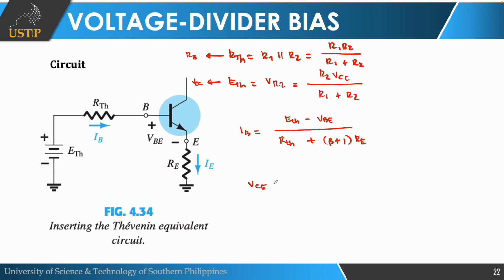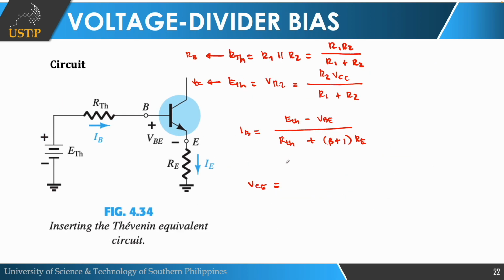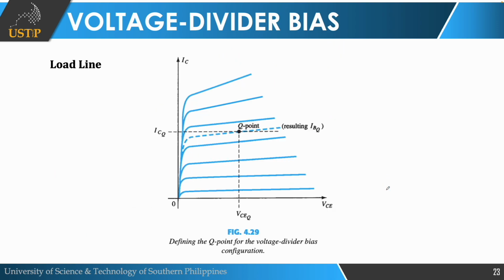And then your VCE is just the same because your output side didn't change. It's still the same with your emitter bias. So we can just copy VCC minus IC times RC plus RE. It's just the same as graphing the previous configuration. We graph the value of our resulting base current with the corresponding IC and VCE. So this is your Q point.